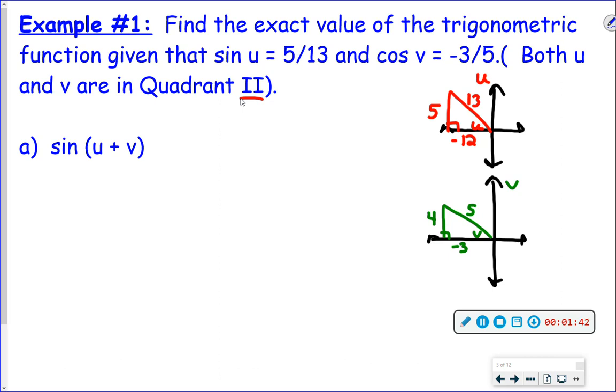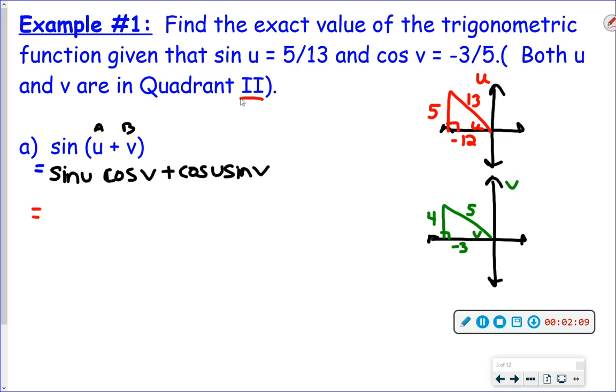All right, next up, let's look at our sine of u plus v. So I'm literally copying this right off your identity sheet. Of course, on your identity sheet, they're A and B. Don't let that throw you off. We're just going to copy our formula. We're going to have sine of the first angle, u, cos of the second angle, plus cos of the first angle, sine of the second. So u and v.